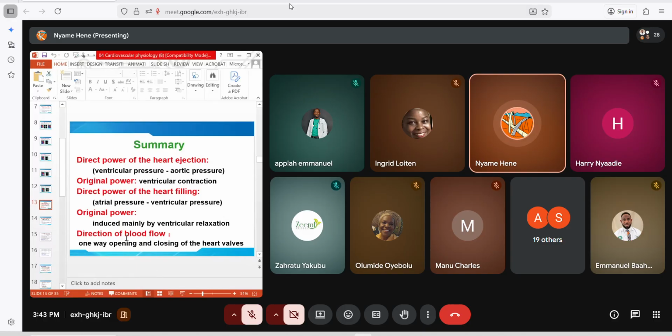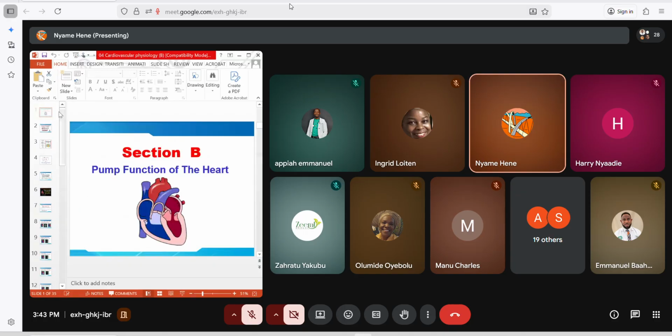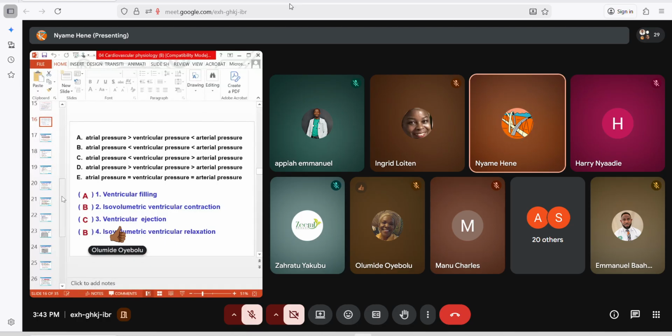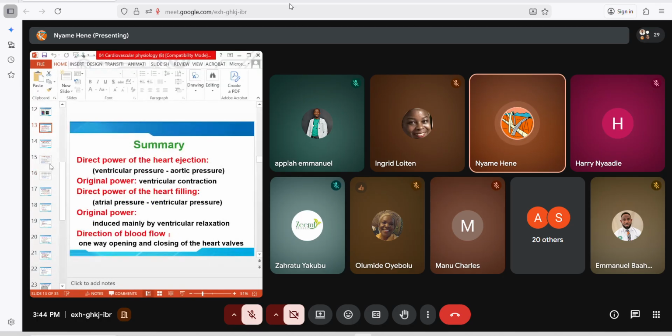Then we have direction of blood flow. One way opening and closing of the heart valves. So we made you know that the valves are unidirectional. They don't flow in and out. When they flow out, they close. When they flow in, they close. They don't flow in and out. You understand? Do you understand?